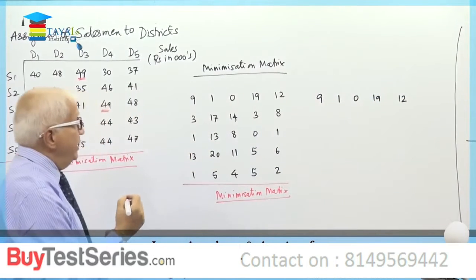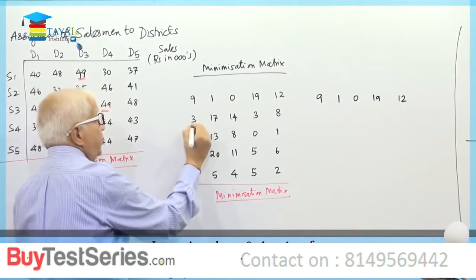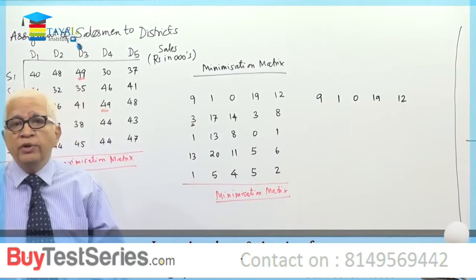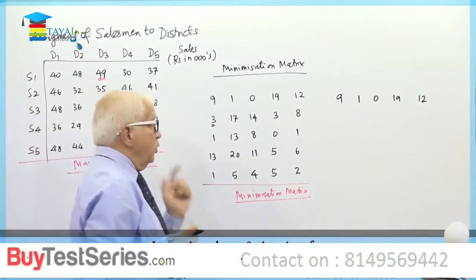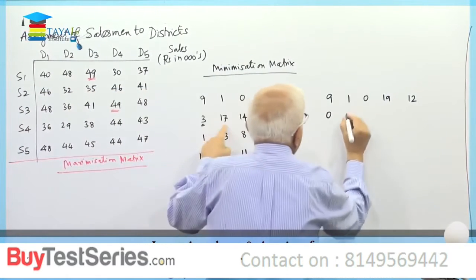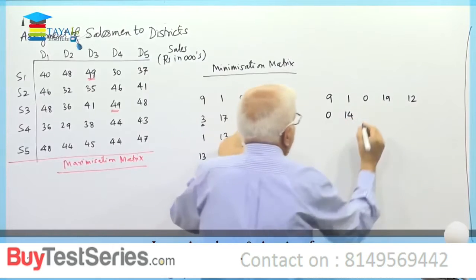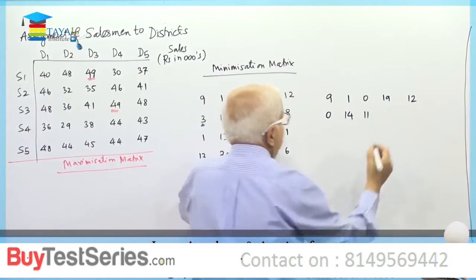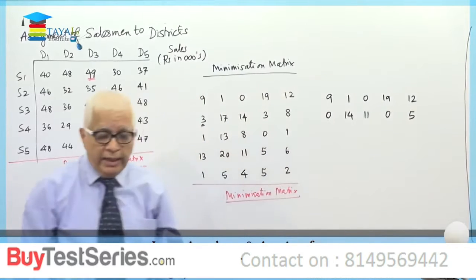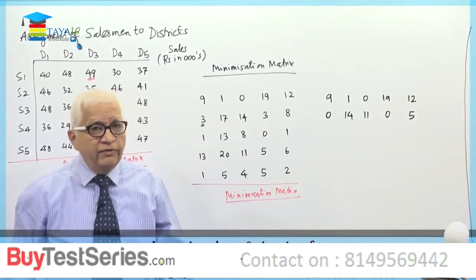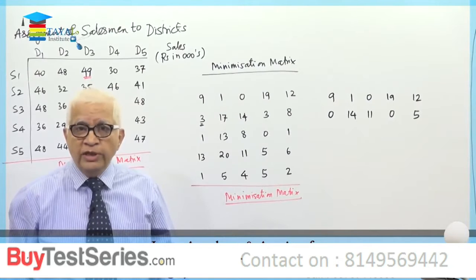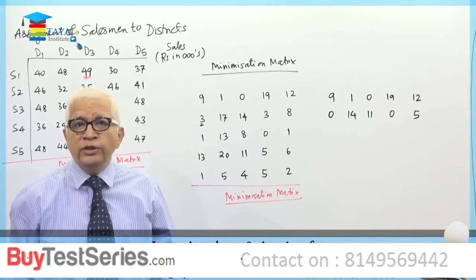Second row. Identify the lowest number. The lowest number in the second row is 3. Subtract 3 from all numbers of the second row. Fine. So how do we do it? 3 minus 3, 0. 17 minus 3, 14. 14 minus 3, 11. 3 minus 3, 0. 8 minus 3, 5. You must have guessed that we are going to get a 0 in each row. Obviously, if I subtract the row minimum, in each row there will be a 0.